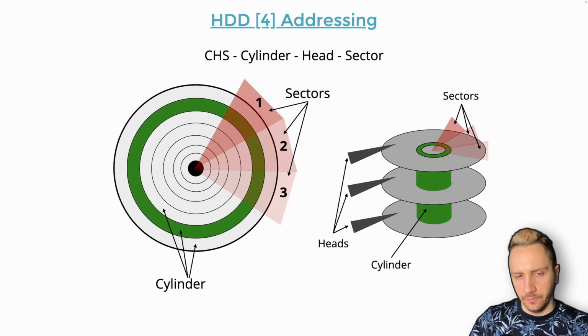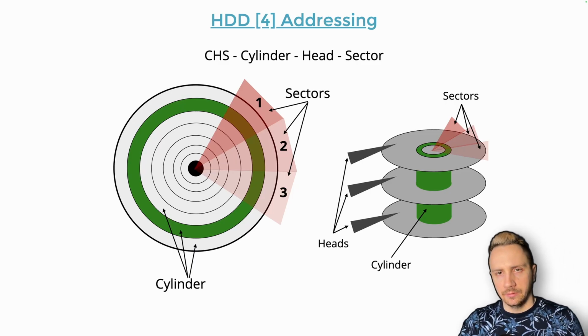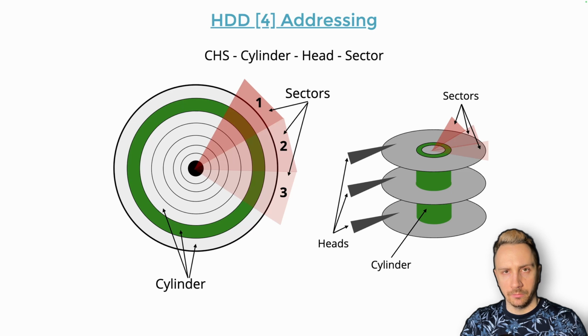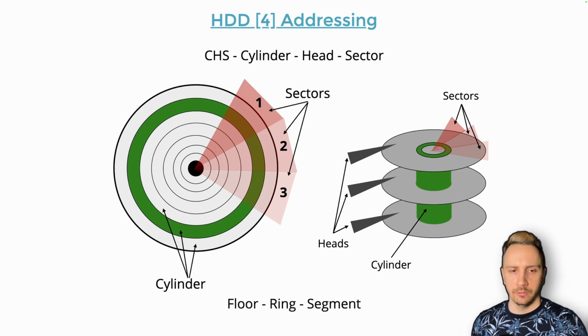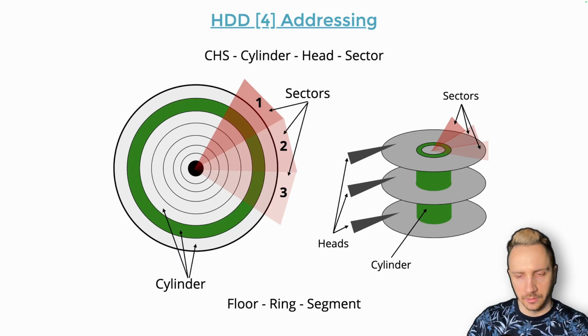And this naming of addressing, cylinder head sector, well, you can see there is no byte in this address, right? Sector is the smallest thing you can possibly address on HDDs. And the naming for me was a bit confusing, so I invented my own: floor, ring, segment. That at least sounds to me more natural. I don't know about you, but yeah, this helped me to understand a bit better.